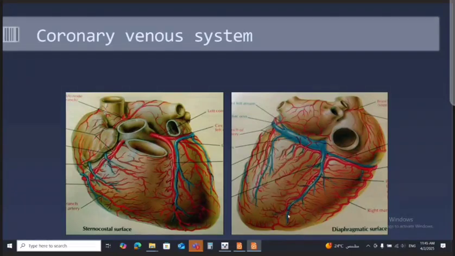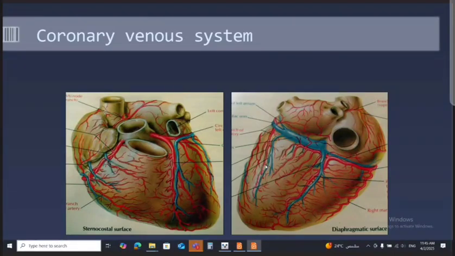This is the middle coronary vein running concomitant with the posterior descending artery, and also ends in the coronary sinus. And finally, this is the small cardiac vein running with the right coronary artery and ending in the coronary sinus.